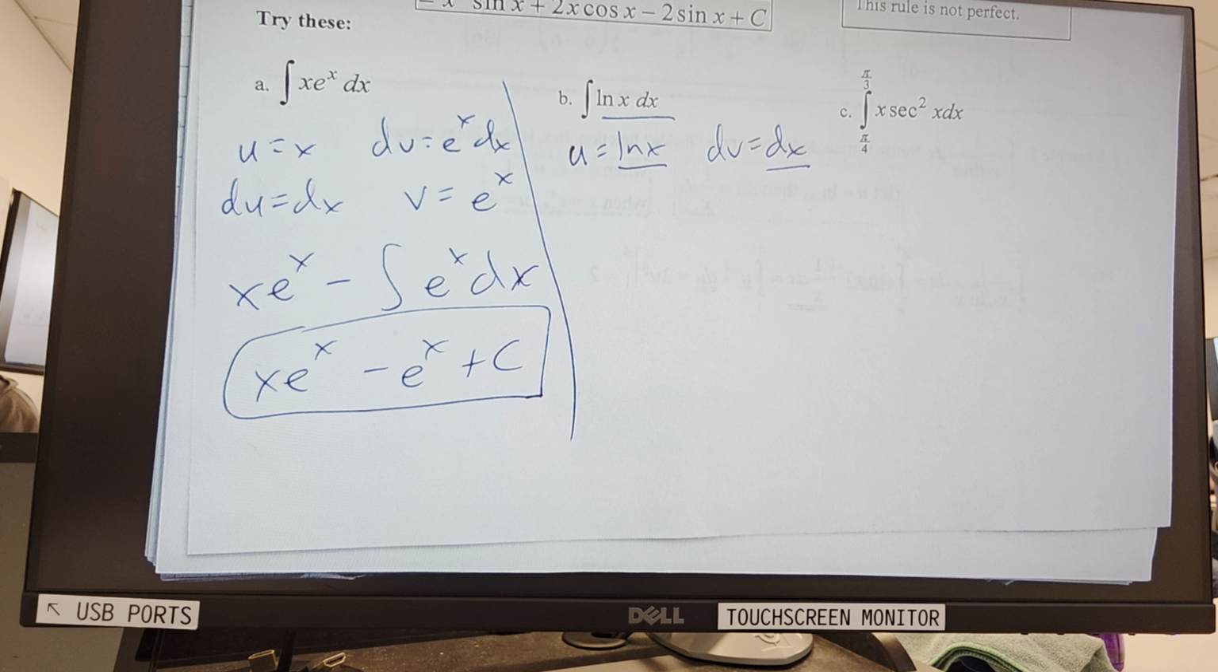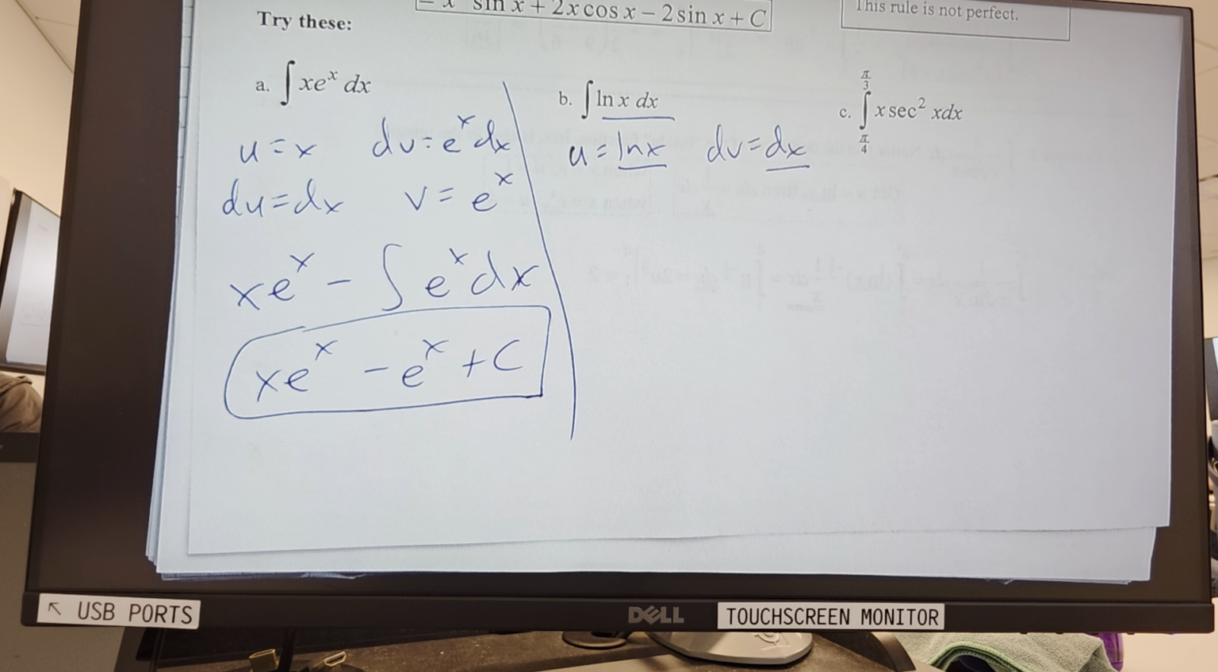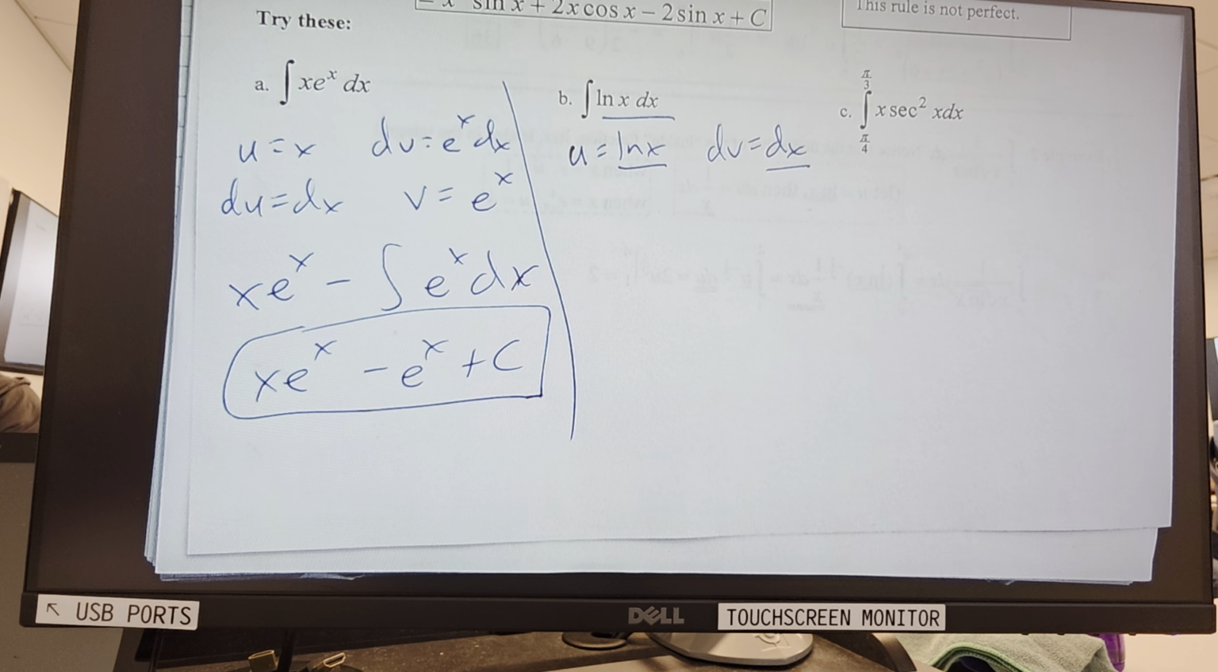This one's nice because there's only two ways. You either let u equal dx or you let u equal ln x. You just have to see if your choices need to work. If you choose a different way, you don't try to make it work; you choose a different way.